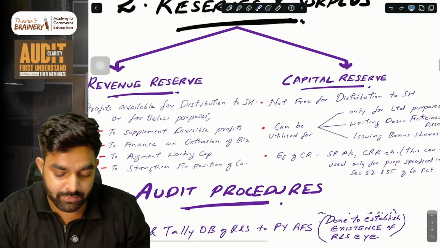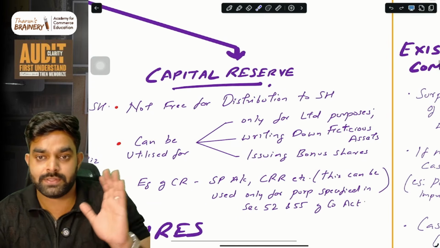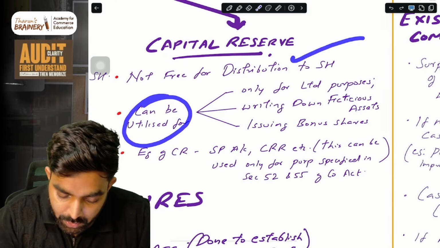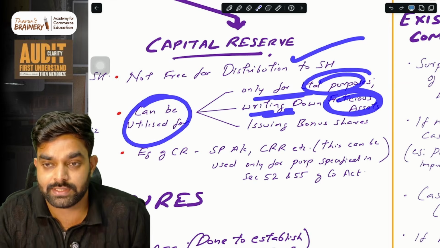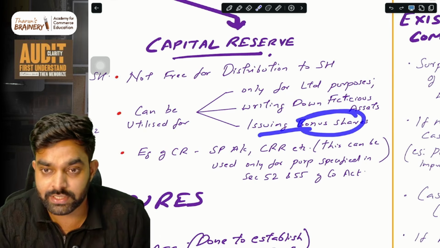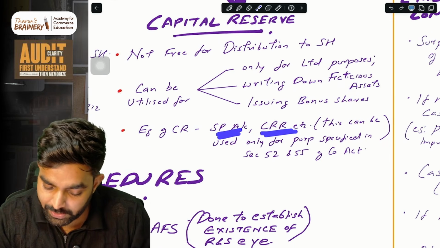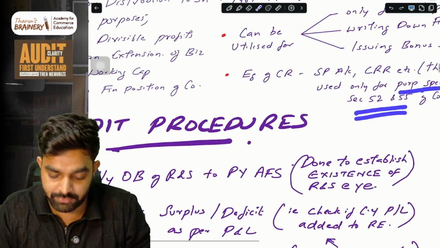This reserve you can freely give to the shareholders, but this reserve you have set apart for certain purposes. From your profit you set apart this for certain purposes, so it can be utilized only for certain limited purposes. Writing down the fictitious assets, you can use it for that. Then issuing bonus shares also, you can use it. An example of capital reserve, securities premium account, capital redemption reserve, all this can be utilized for the purposes specified in sections 52 to 55 of the Act.